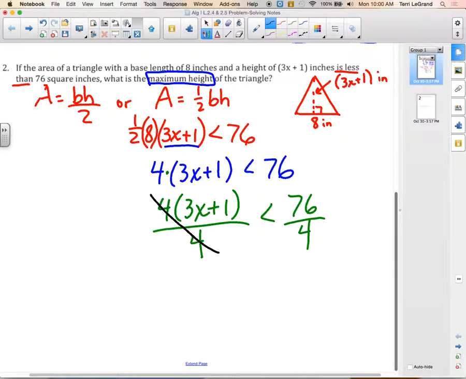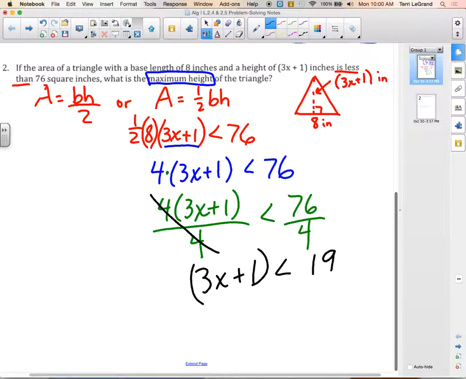So what is 76 divided by 4? 19. Here's what we have right now: 3x plus 1 is less than 19. So what's the maximum height of the triangle? Do we have to go any further? No.